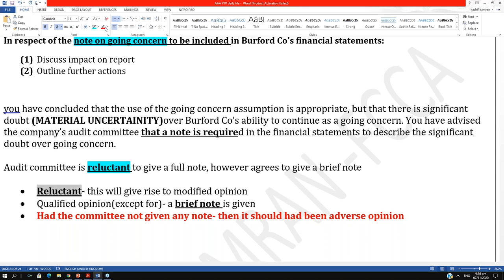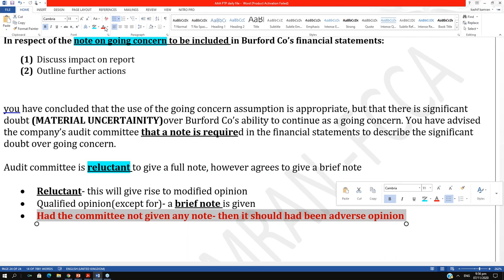Management is reluctant, but at least they have done something good. The good thing they've done is they've given a brief note. But obviously, the brief note is not good in comparison to a full note. So, is there a variance between a brief note and a full note? So should I give a qualified opinion for the variance between a brief note and a full note? And I would have given an adverse opinion if there was no note. Look at my third bullet. This is just for the knowledge, right? Don't write it in the answer.